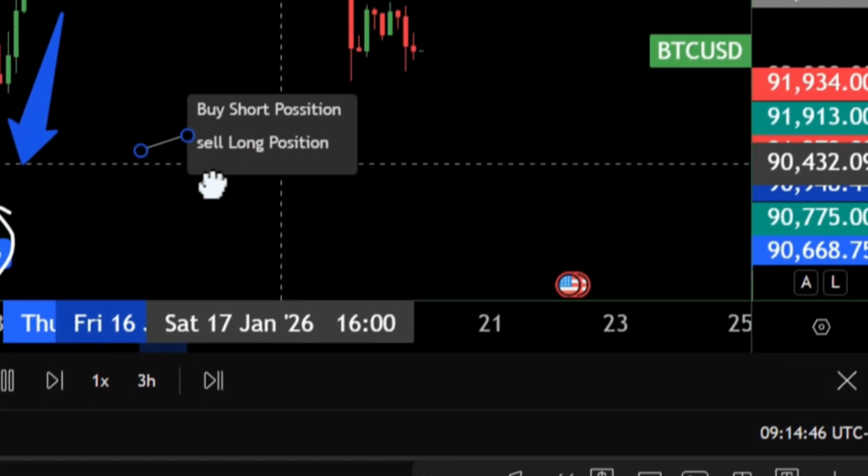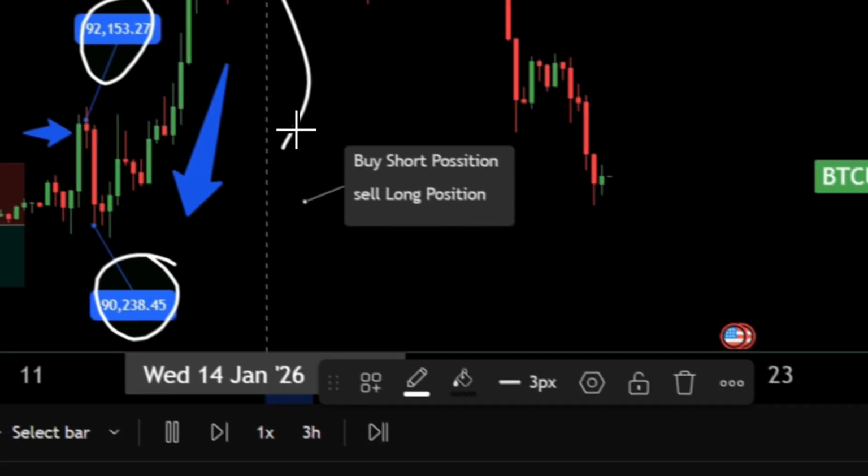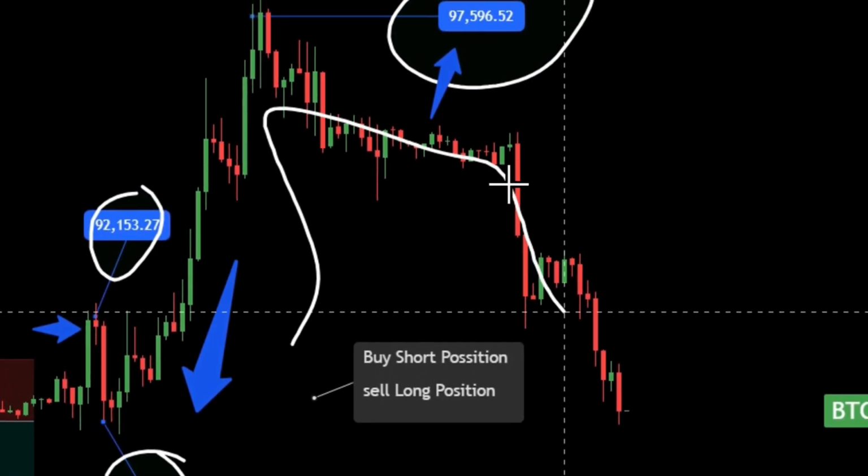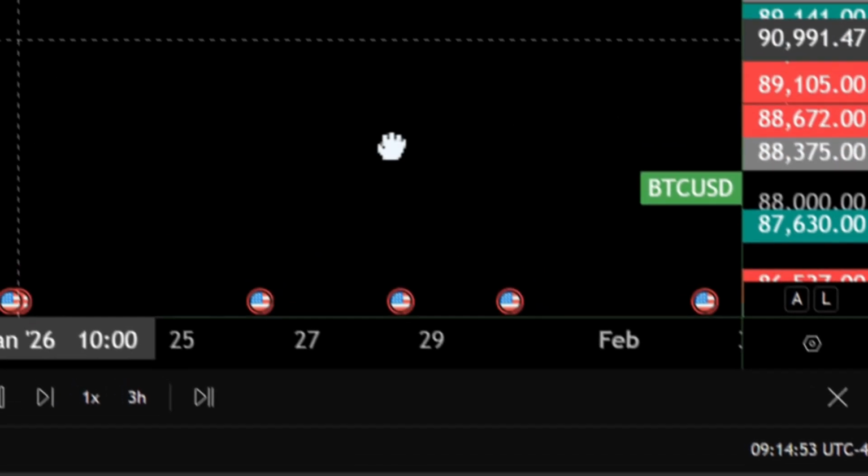Institutional traders and hedge funds frequently use short exposure for speculation, hedging, and portfolio protection. Now let's look at a TradingView example.